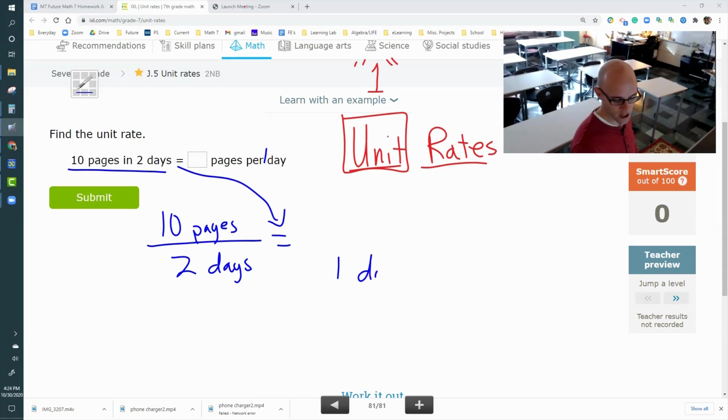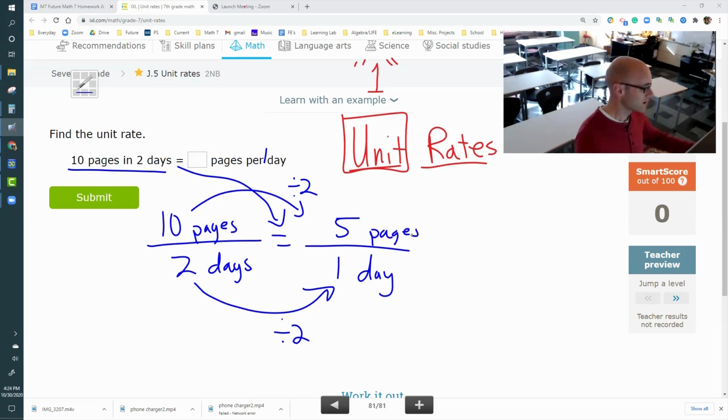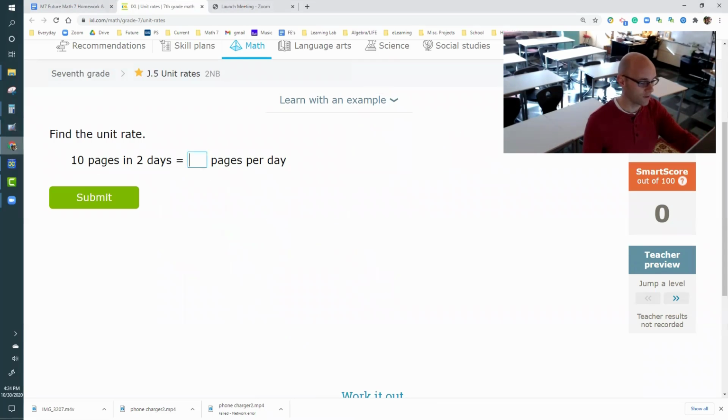So we put 1 on the bottom and say, okay, if we reduce this, the cool thing with fractions is they're related by multiplication and division. So how do you get from 2 to 1? You could say you multiply by a half, or many people would just say you divided by 2. Okay, let's do the same to the top to figure out what the equivalent rate would be. 10 divided by 2 would be 5 pages per day. Let's type that in and try another problem.